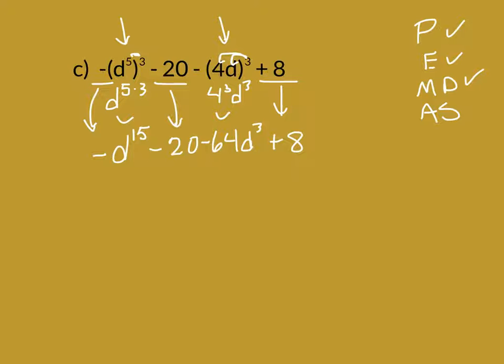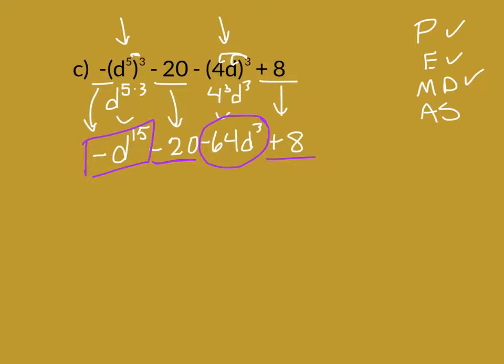So basically what that means is that we will be combining like terms. So let's see what I've got here. I've got a negative d to the 15th. I don't see any other d to the 15ths existing. I've got a constant, negative 20 or minus 20. I've got another constant here with a positive 8. And then the last thing I have here is this, which I'm going to circle because it's the only d to the 3rd that we have.